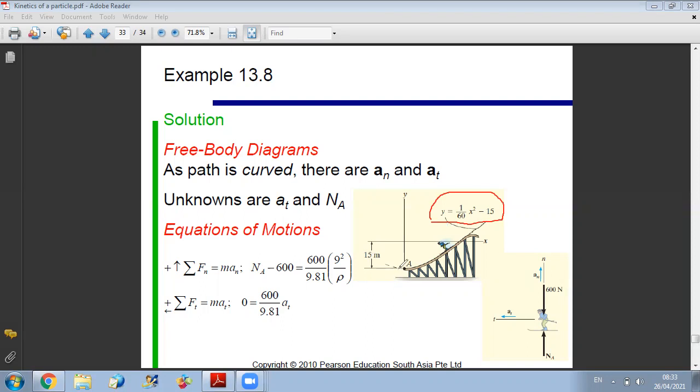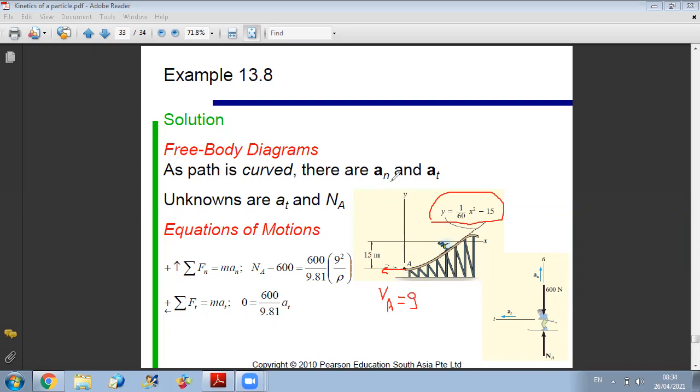In this problem, they told us that when we reach A, the velocity at A is given. So the velocity at A is equal to 9. Since it's given, all I need to do is find rho at A to be able to calculate the normal acceleration at A.